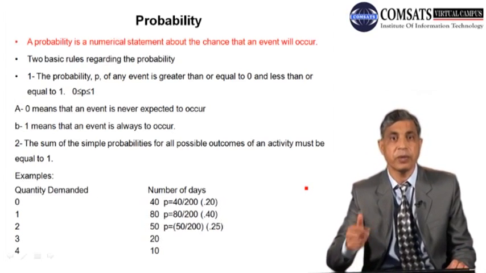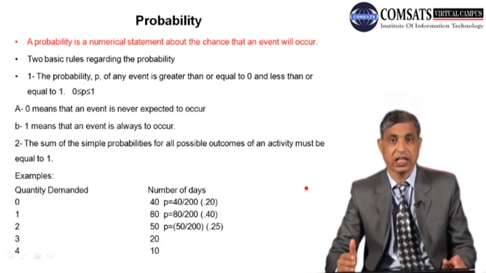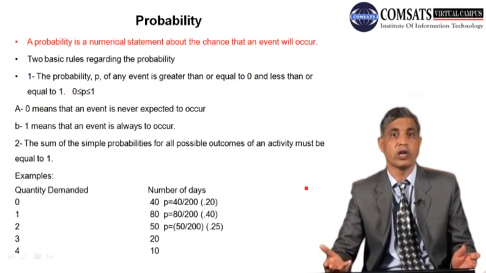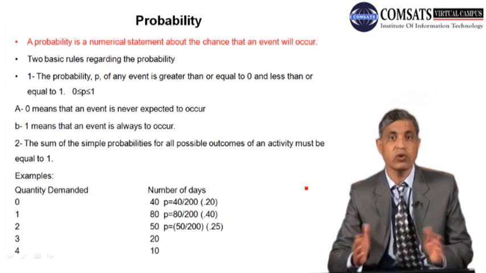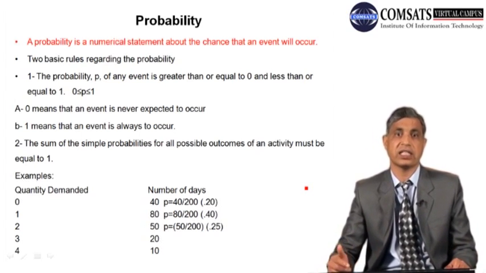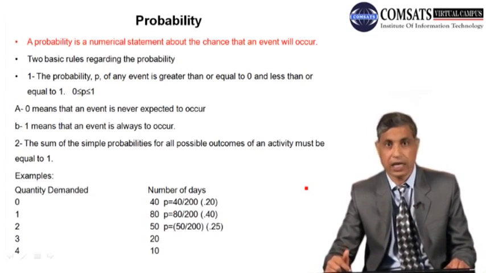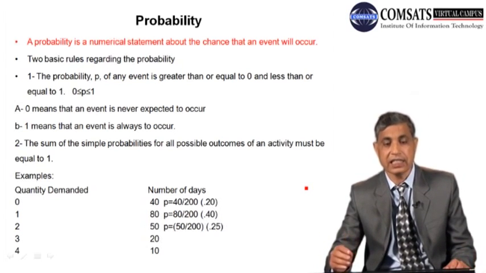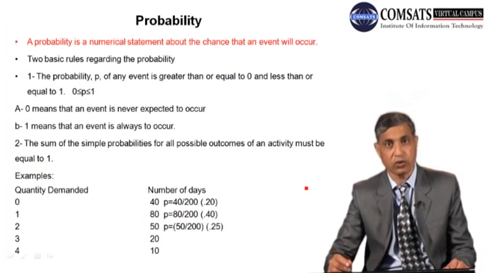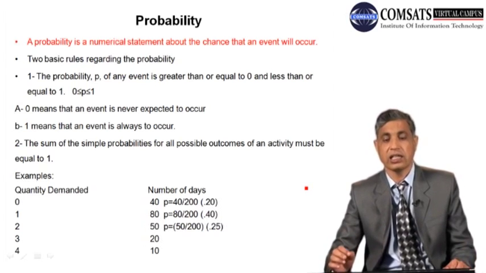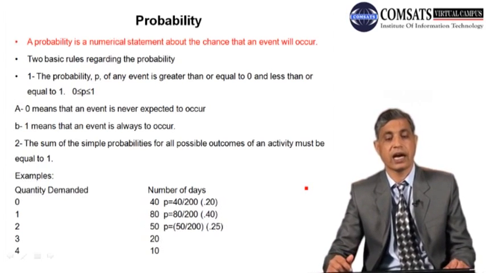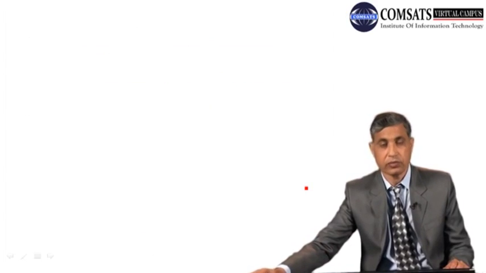For example, if I flip a coin, I can say that the probability of getting head and tail is equal. So this is the numerical value. Equal means 50-50, and I say 0.5 for the head and 0.5 for the tail. So probability is simply the numerical value that we assign about the chance that an event will occur.